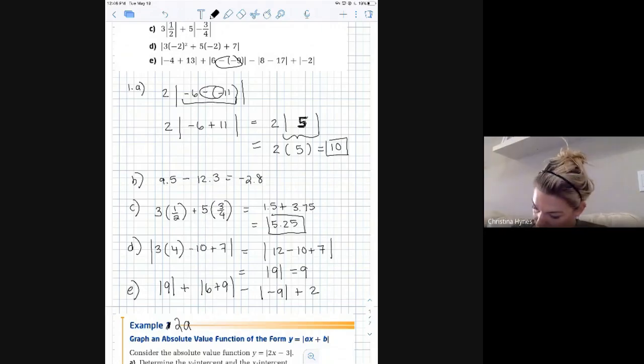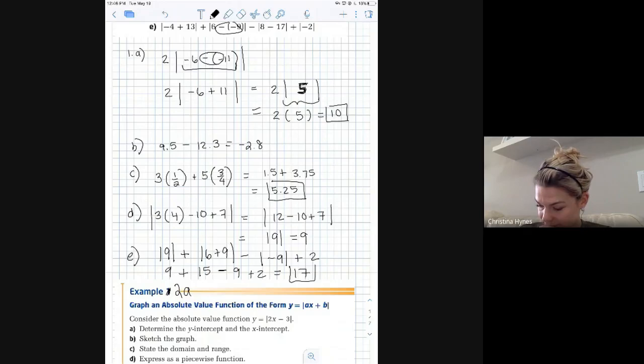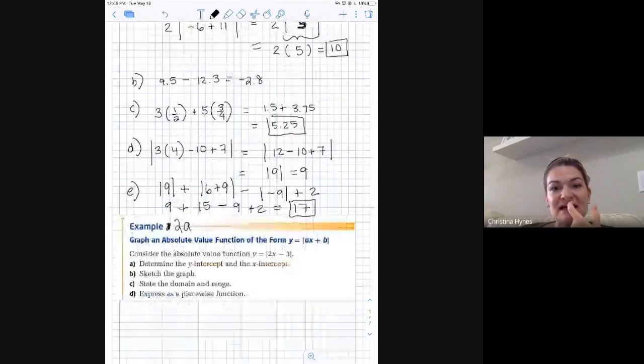Okay. And then now we have 9. The absolute of 9 is just positive 9, plus 6 plus 9 is 15. So we're adding 15. Then we're subtracting the absolute of negative 9, which is positive 9. And then we're adding 2. Okay. 9 plus 15 minus 9 plus 2 is equal to 17 as the final answer. Okay, so that's my final answer. So that's the first kind of question.